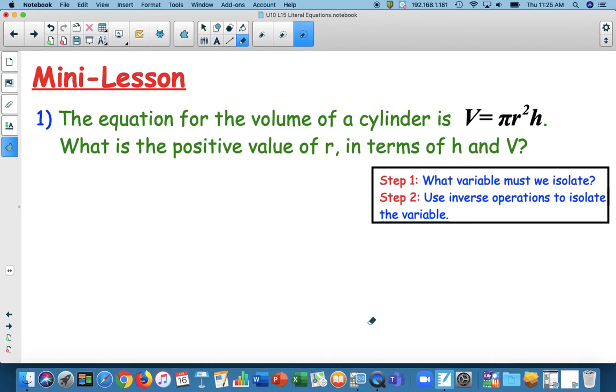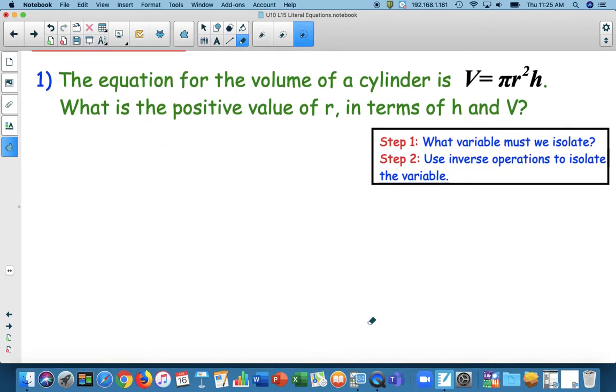So let's look at this equation, for example. The equation for the volume of a cylinder is V equals pi r squared times h. They want to know what is the positive value for r, so that means they want r to be positive. What is the positive value for r in terms of V and h? Essentially what they want is r by itself. How do you get r alone?